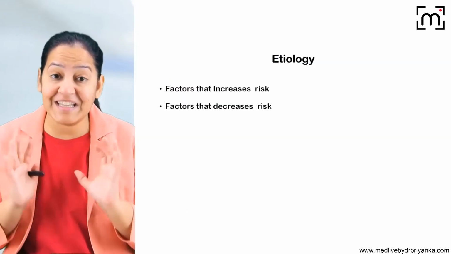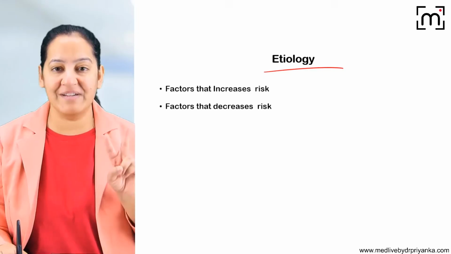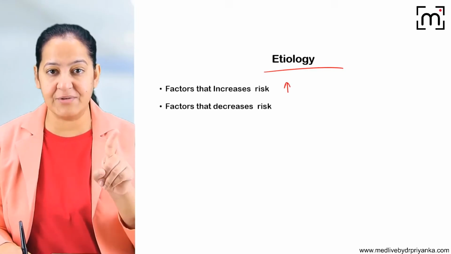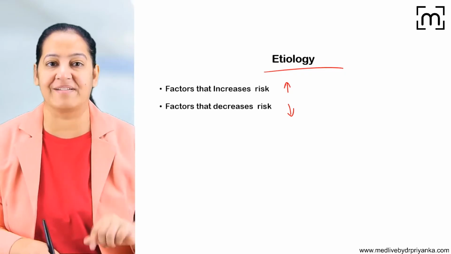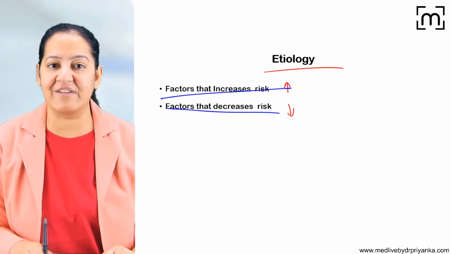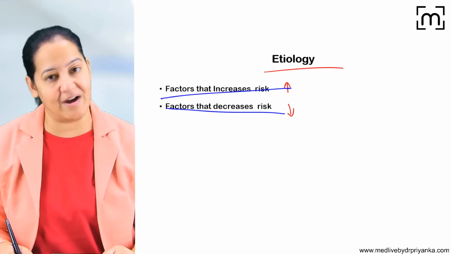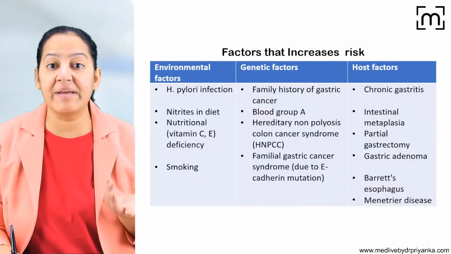After that, come to the etiology. Now in etiology, I will discuss two factors: the factors that increase the risk of gastric cancer and the factors that reduce the risk of gastric cancer. We will be discussing two factors: the factors that increase the risk and the factors that decrease the risk of gastric carcinoma. First, the factors that increase the risk.